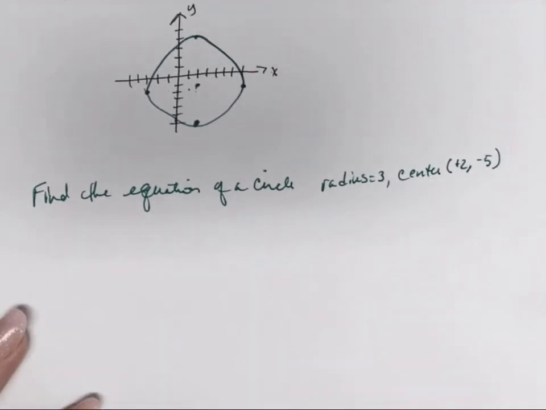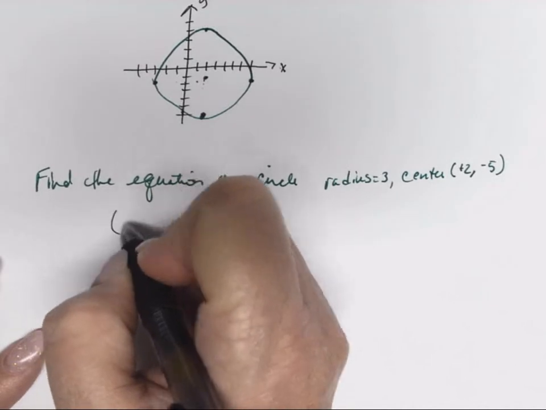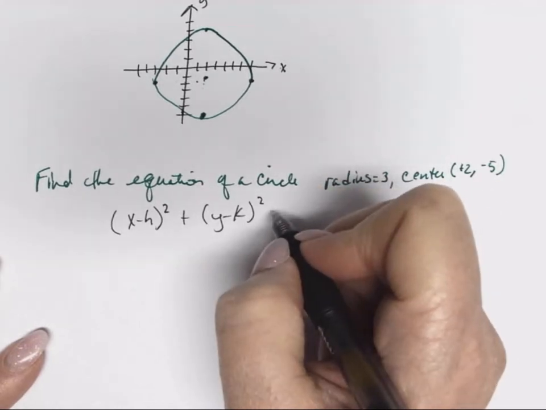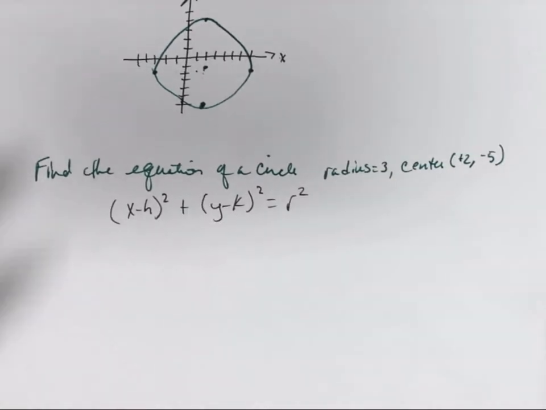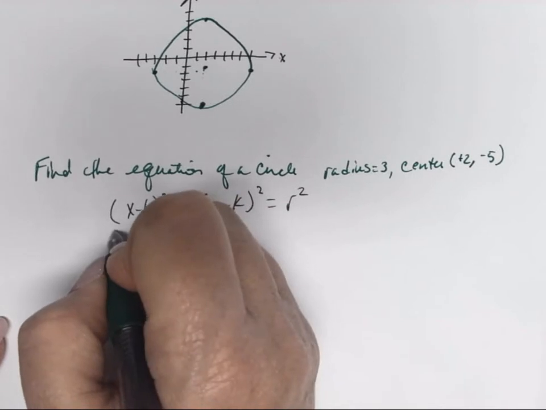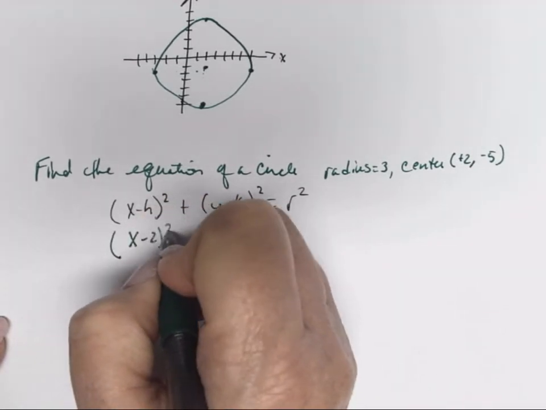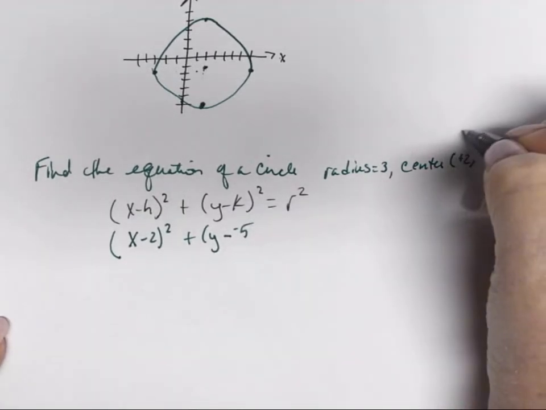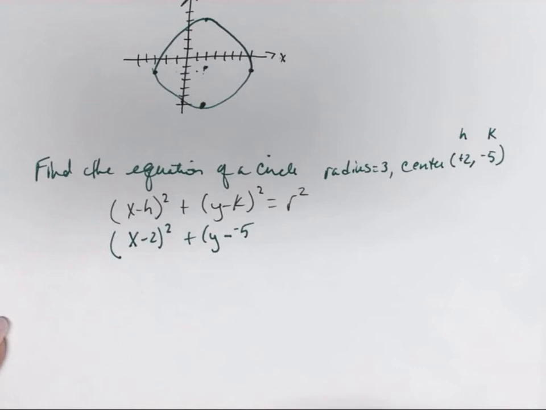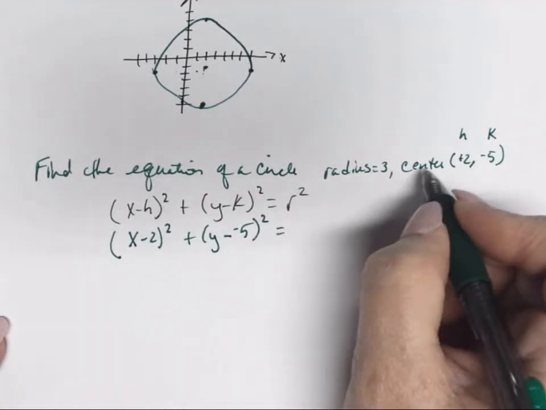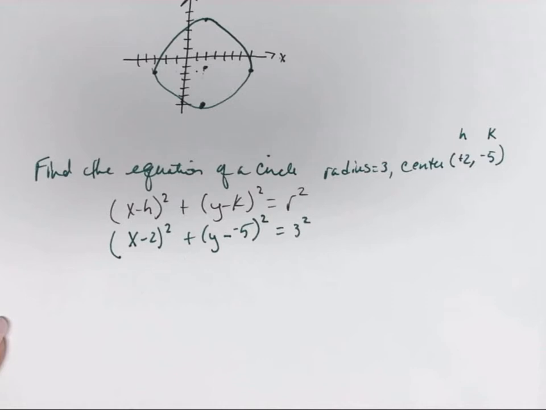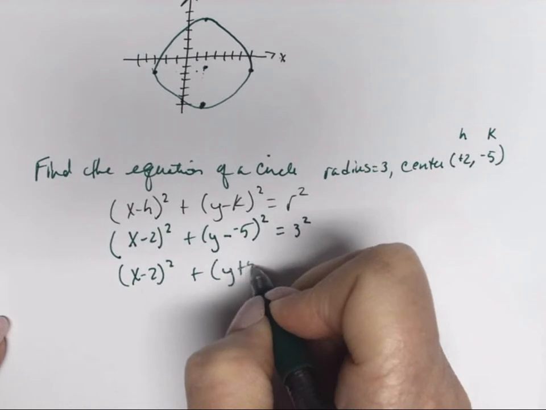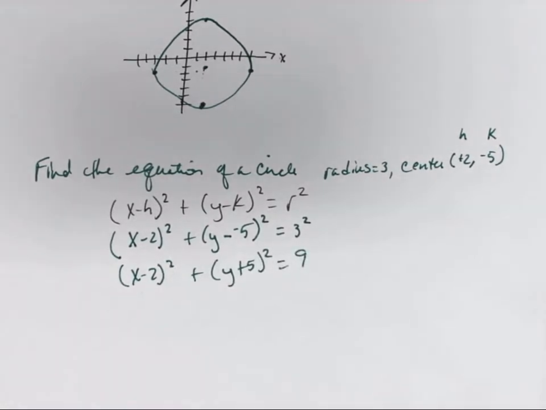All right, so we're going back to our formula. Remember, our formula is x minus h squared plus y minus k squared is equal to r squared. So this will be x minus 2 squared plus y minus a negative 5, because this is our h and our k, squared is equal to our r squared. So let's clean this up a little bit. We have x minus 2 squared plus y plus 5 squared is equal to 9.